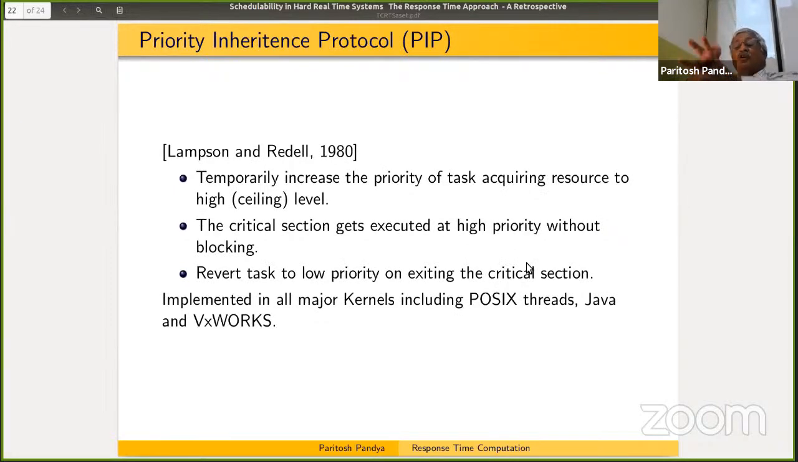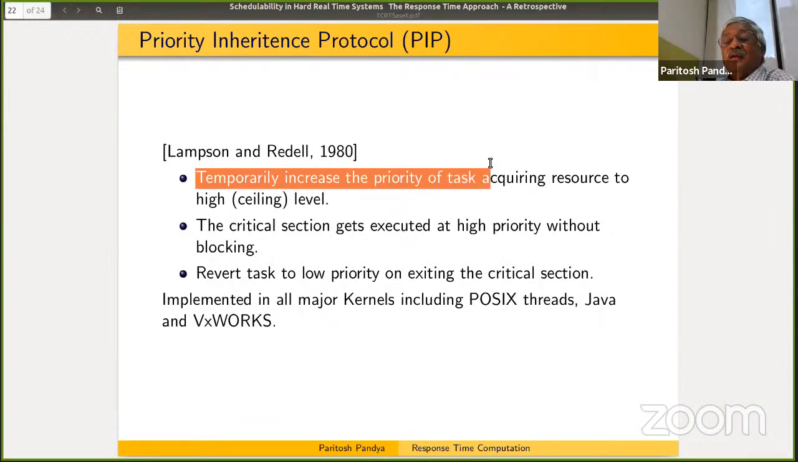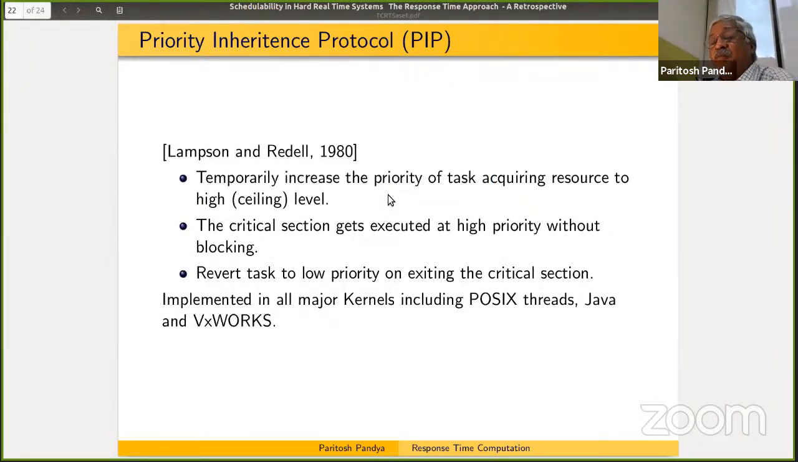So the solution to this problem is something called the priority inheritance protocol. And this was suggested by Lampson and Redell in '80. Lampson went on to win his Turing Award, Butler Lampson. Basically what they said was that when the low priority task has got the resource which is shared with a high priority task, temporarily increase its priority to the highest level, even beyond the high priority task. So raise the priority of any task which has currently been allotted the shared resource to a ceiling, higher than everybody else who is sharing it.